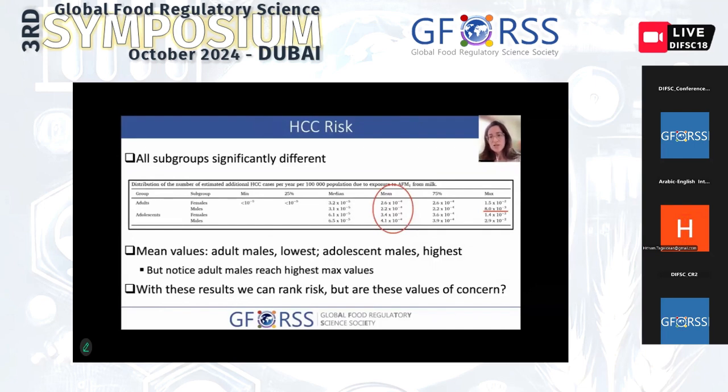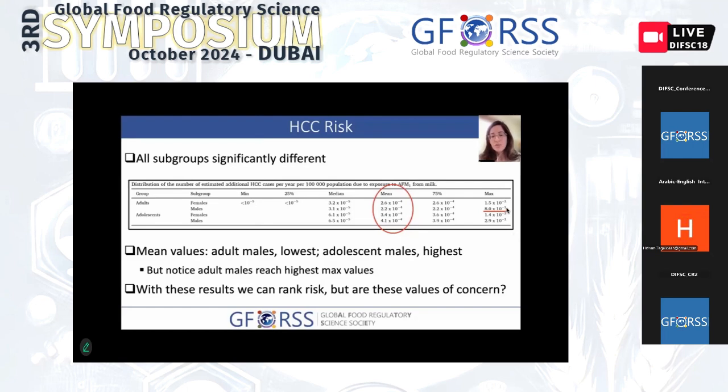One is estimating the HCC risk that we mentioned before, which is the number of additional HCC cases per year per 100,000 population. As expected, the data is also very skewed, but less so than exposure. And I said expected because, as you remember, we calculate HCC risk using exposure in the equation. So there's an alignment, right? It's inevitable. So these results indicate that adult males would have the smallest number of additional HCC cases, and adolescent males the highest.